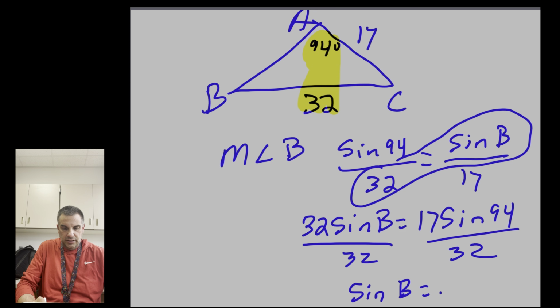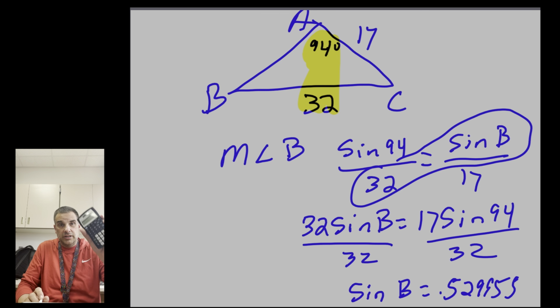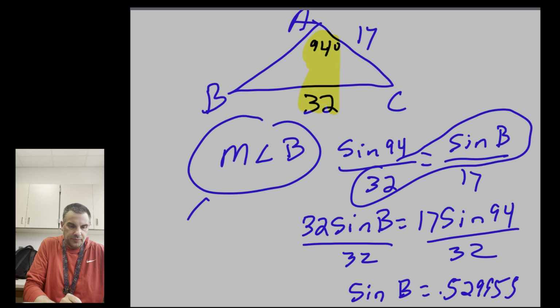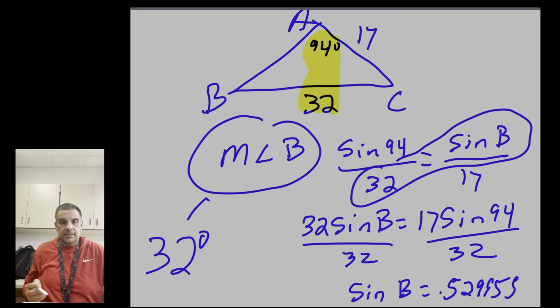That gives you 0.529955, and so on. Don't hit clear. We have to find the measure of the angle. So second sine, that decimal, so you can get the angle. And you get the measure of angle B is 32 degrees.